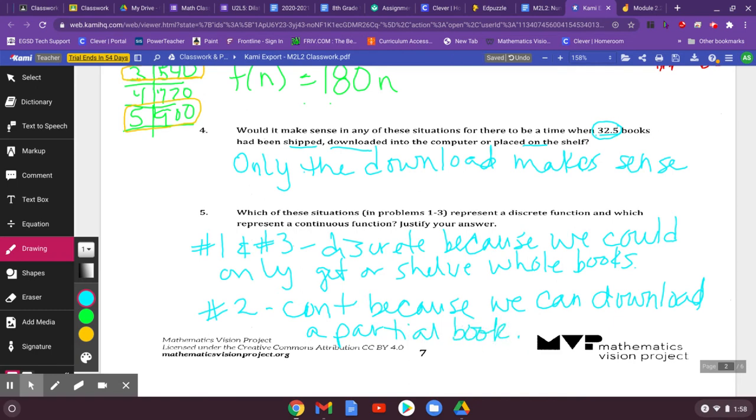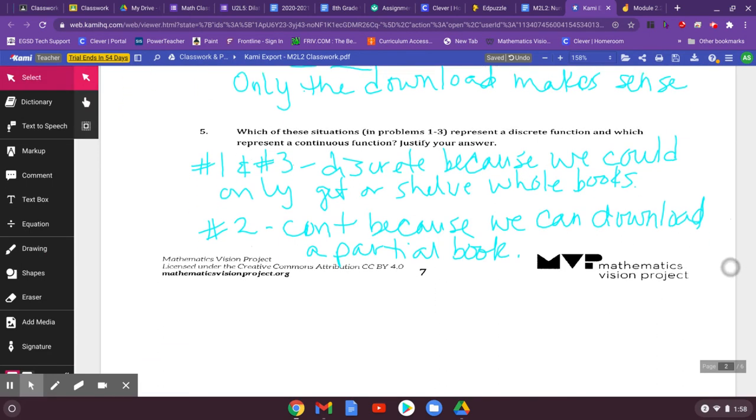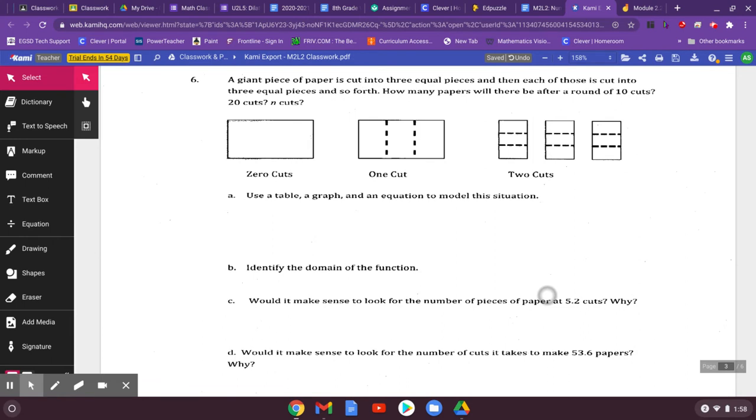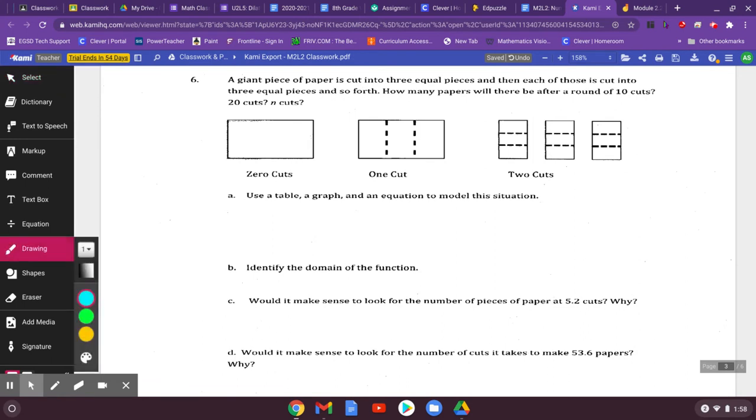All right, so we analyzed our results a little bit there. Let's keep going. Number 6. Okay, a giant piece of paper is cut into 3 equal pieces. Then each of those is cut into 3 equal pieces, and so forth. How many papers will there be after 10 cuts, 20 cuts, n cuts? Table, graph, equation. Noticing a pattern with these.